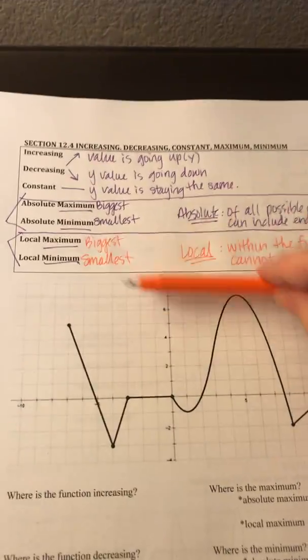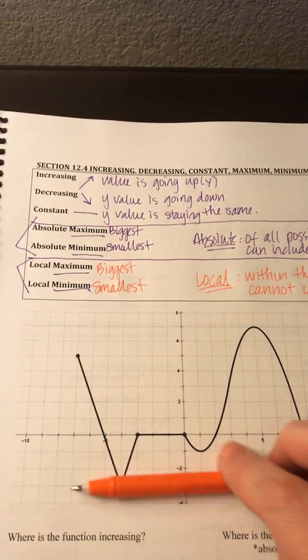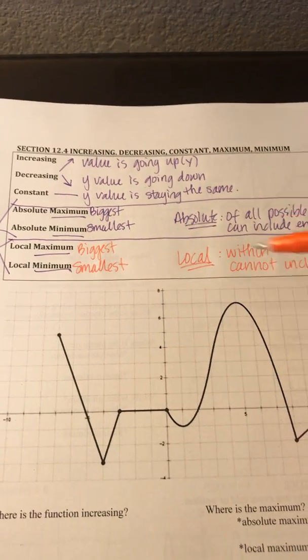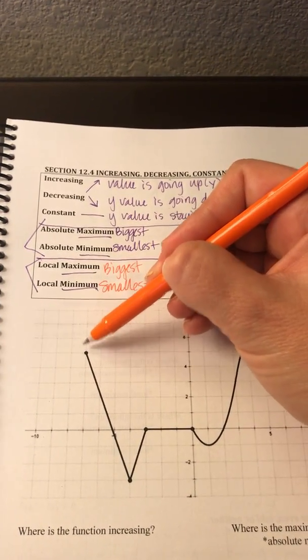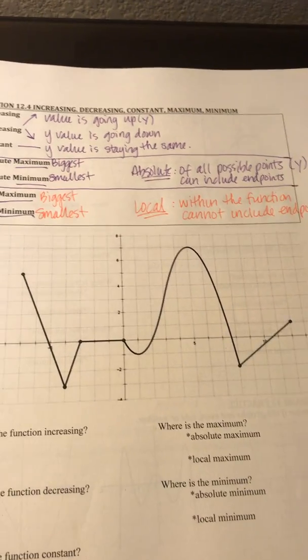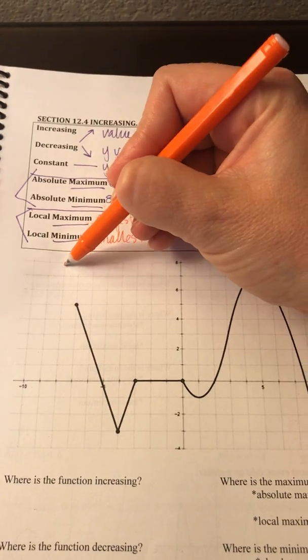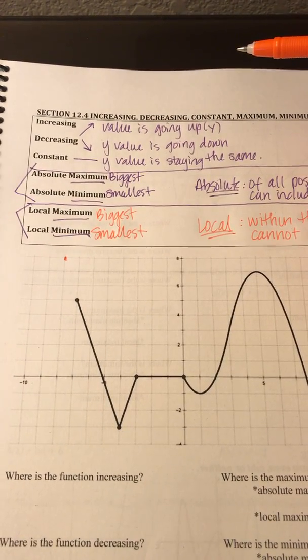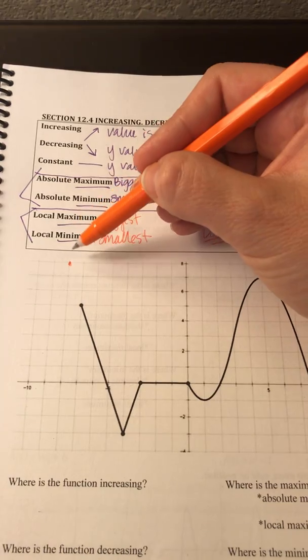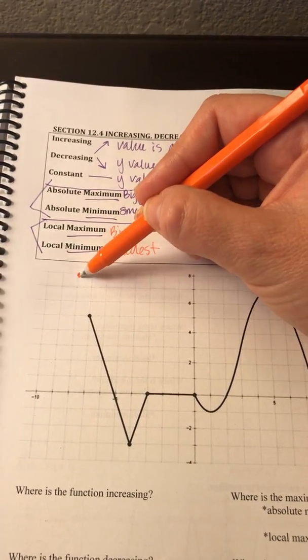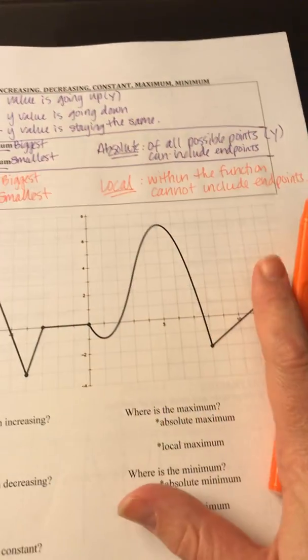So if we're talking about maximum and minimum, maximum is highest, minimum is lowest. The absolute maximum can include the endpoint. If this endpoint, the farthest left or farthest right point, went all the way up here, this would be our absolute maximum, okay? It can include the endpoint. But if this point went all the way up here, this cannot be a local maximum. The local maximum does not include either of our endpoints.